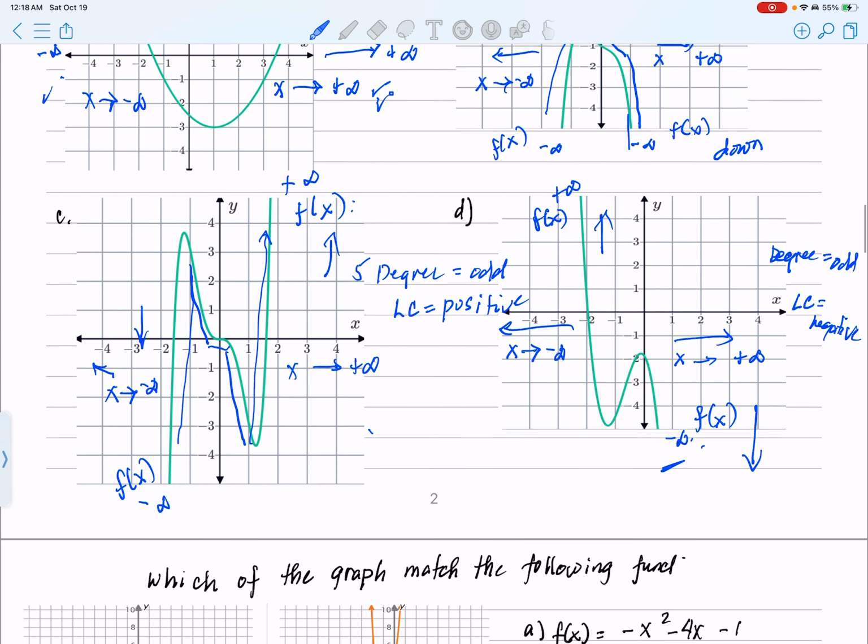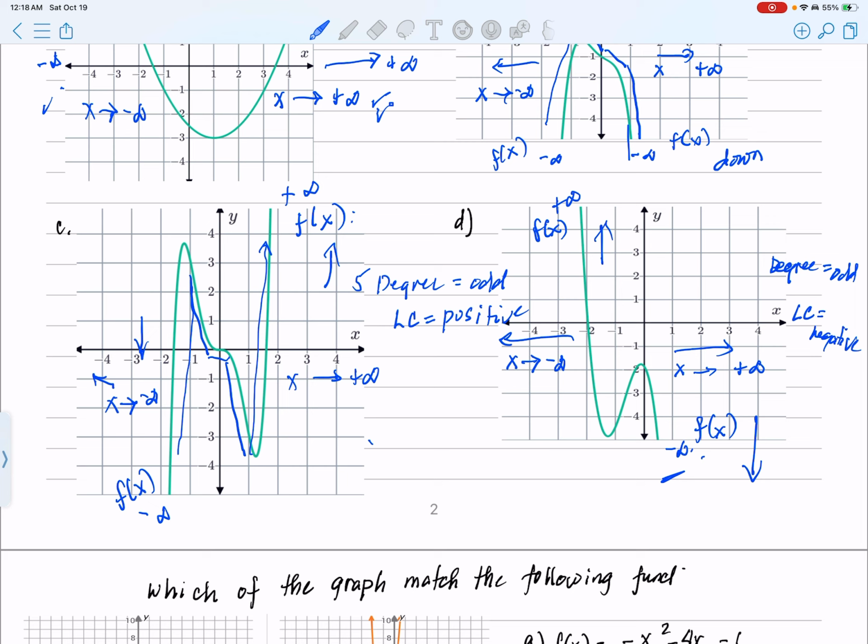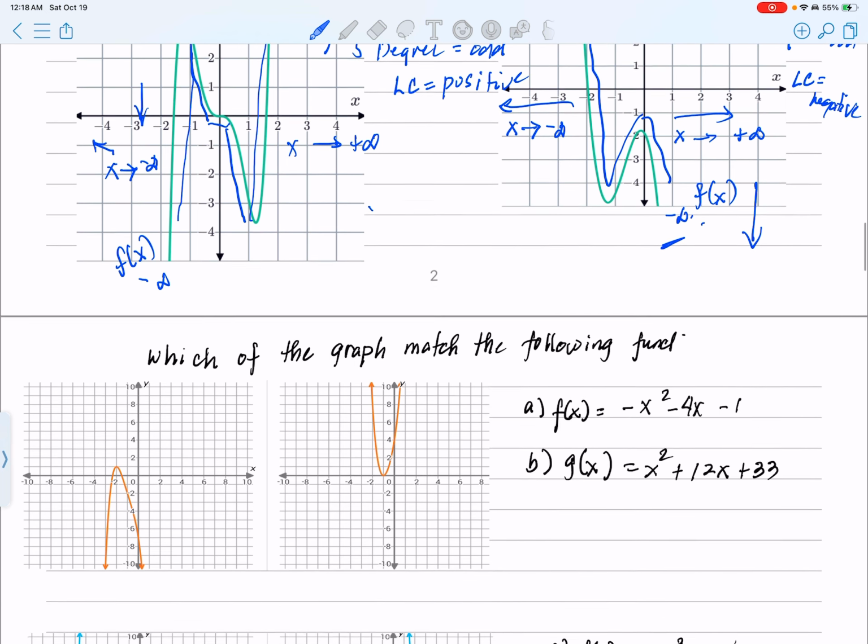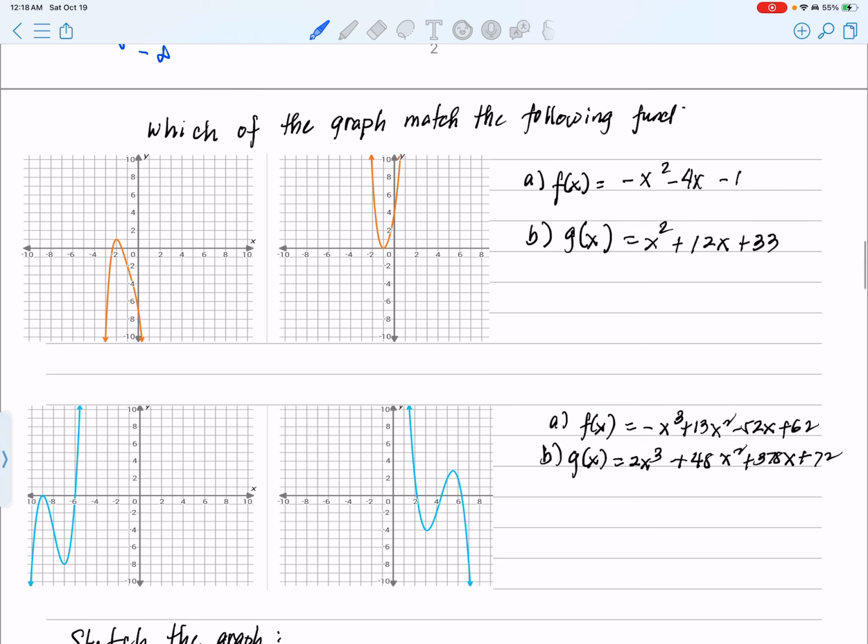How much is our degree here? Let's count how many turns. So 1, 2, 3. That means the degree is 3. Okay, that is how the curve goes. All right. Let's do this. Let's understand more. All right. Which of the graphs match the following function?